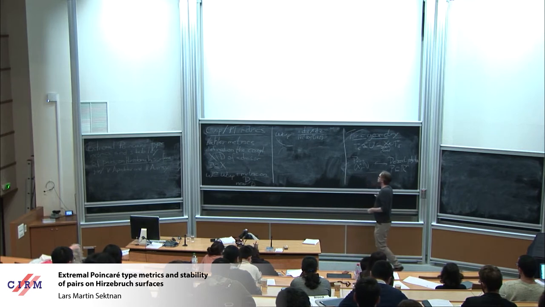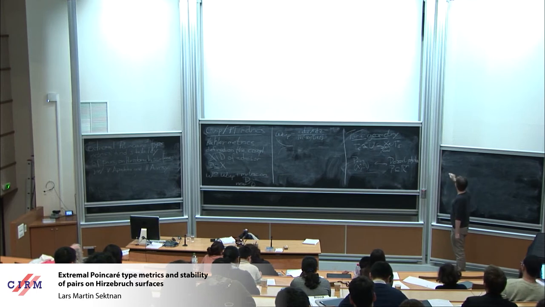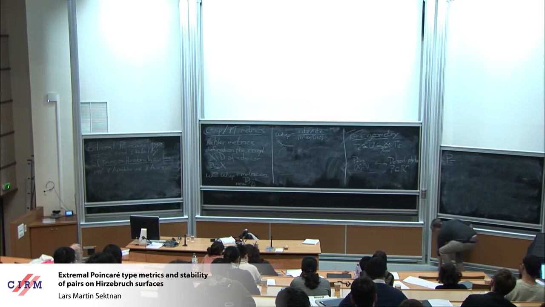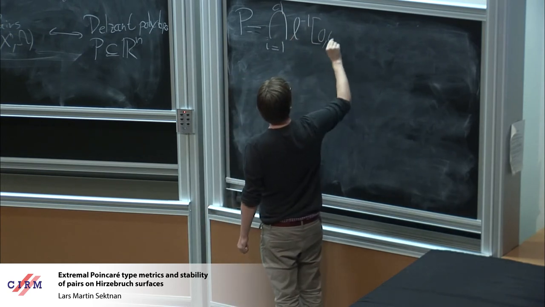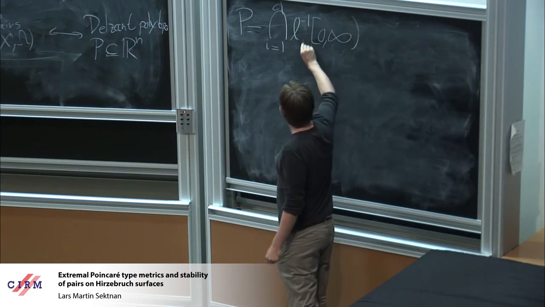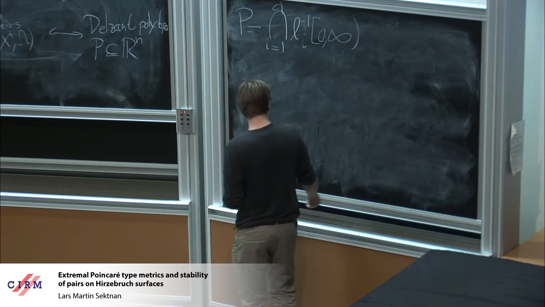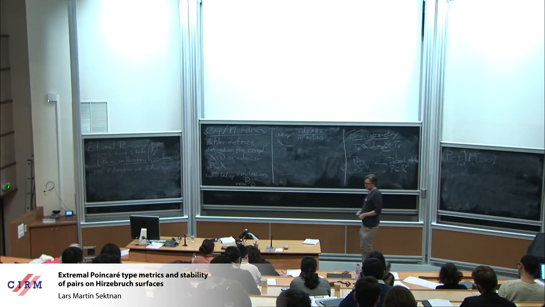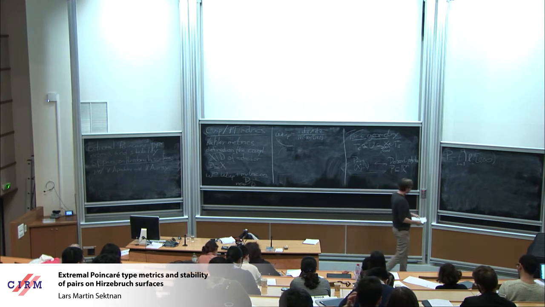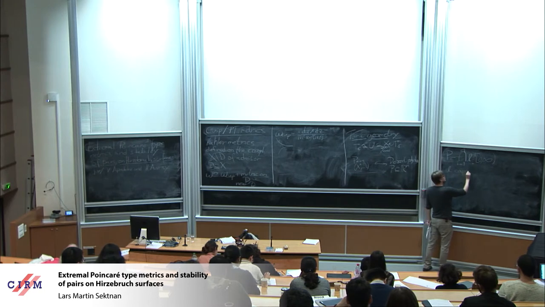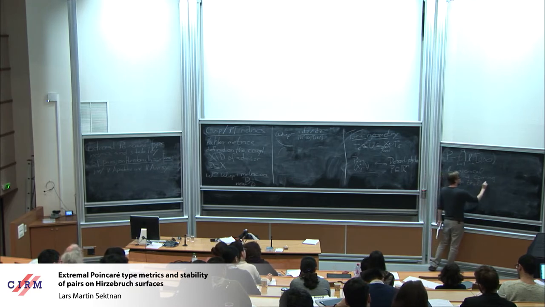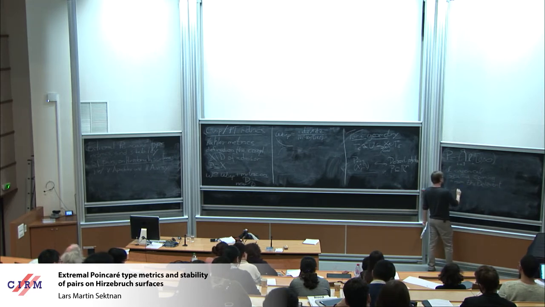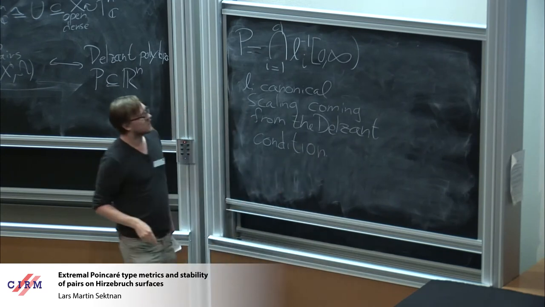Okay. So that means that, so this is a bounded convex polytope, so we can realize P as an intersection of upper half spaces. Okay, so the l_i are affine linear functions, and P is an intersection of such upper half spaces. And the l_i here have a canonical scaling from the Delzant condition.